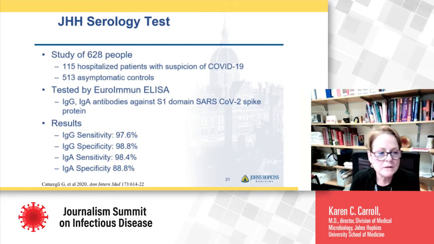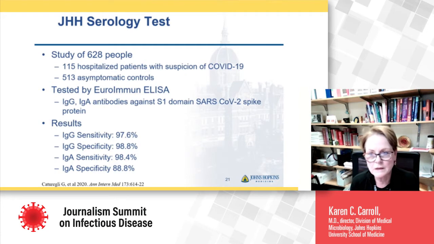So Johns Hopkins did develop a serology test pretty early on. 268 people were evaluated. 115 of them were hospitalized patients with suspicion of COVID-19, and then 513 asymptomatic controls were tested. And the immunology lab here, under Dr. Cataregli's guidance, evaluated the Euroimmune ELISA.